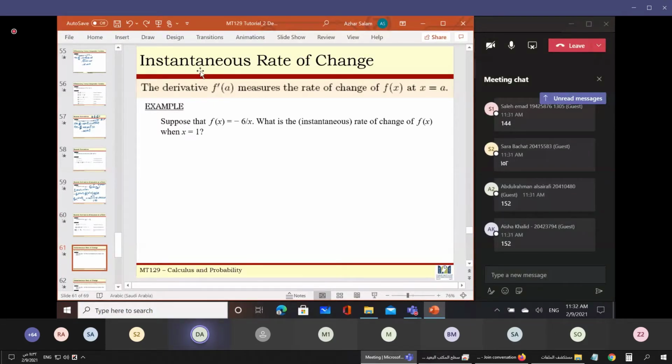Okay, here just a new word, instantaneous rate of change. We know what the rate of change is. Rate of change at a point is the derivative at this point. When I said instantaneous, it's actually the immediate rate of change at a point. When I give you a point, the rate of change will be instantaneous. Especially when A is actually the time.